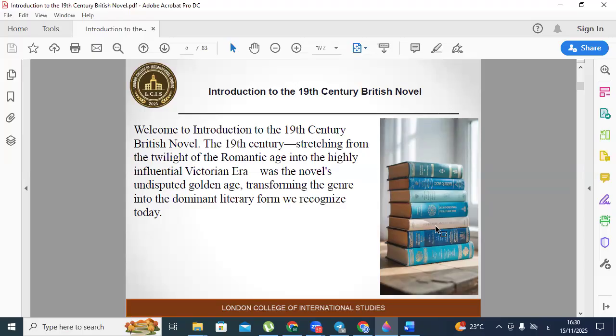We will investigate the formal innovations of the novel, how authors experimented with narrative voice, complex plotting, and psychological realism. These weren't just stylistic choices, they were responses to the profound socio-economic and cultural shifts of the time. The novel's flexibility allowed it to address contemporary concerns while entertaining diverse audiences.